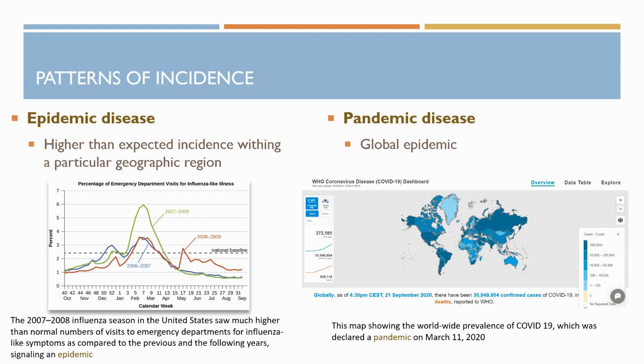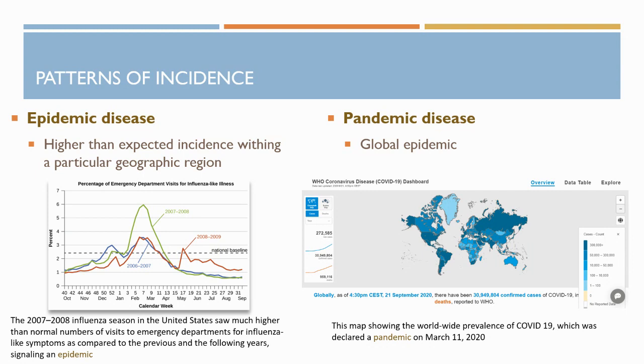So flu seasons. Flu is sort of an endemic background thing. It's always there, but periodically we'll have an exceptionally active flu season with a higher than expected number of individuals coming down with the flu, bringing it to an epidemic level within a geographic region.